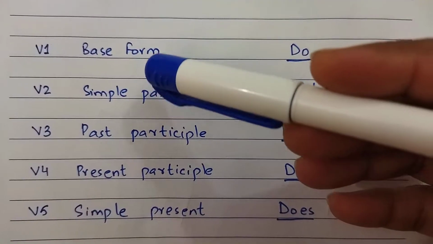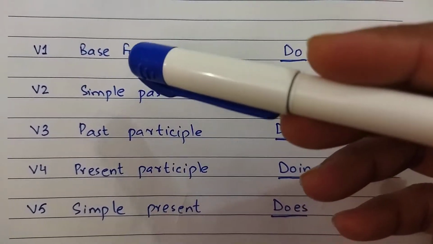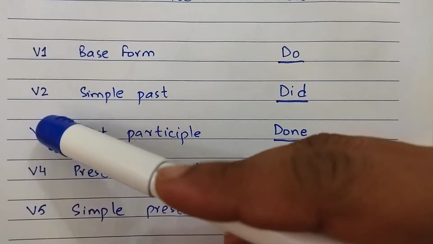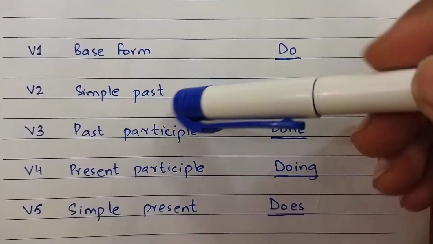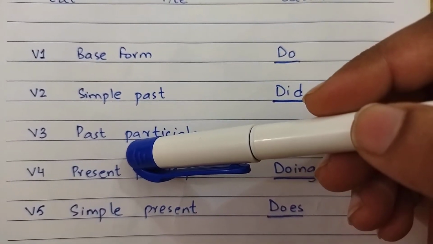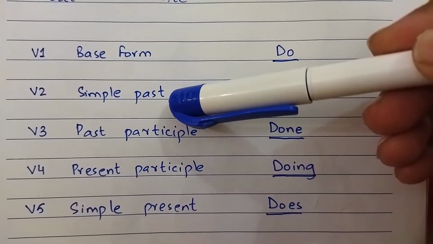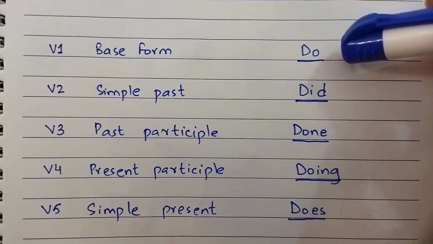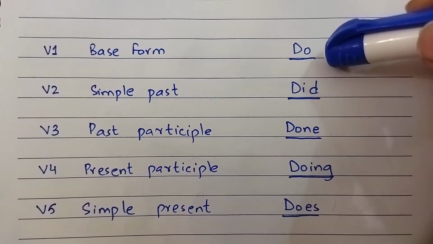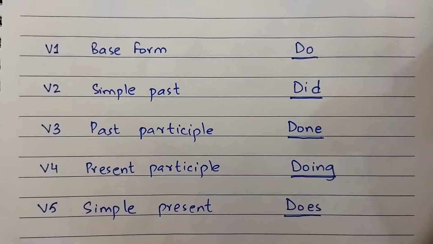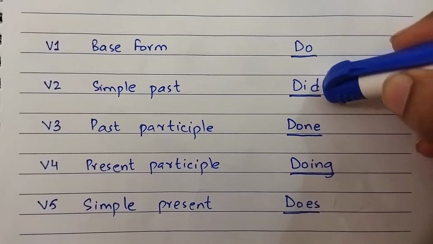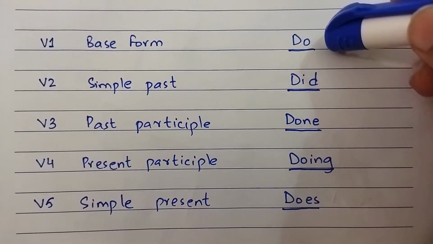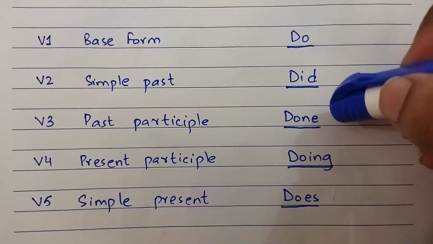Okay, the first form of verb is called its base form or root, right? Because this is the main form of verb. Then comes verb number 2, that is simple past, and then verb number 3, it is past participle. First form of verb, second form of verb, and third form of verb. For example, the first form of verb is do. It's a main verb, right? To do something. The past tense of do is did, and the third form of verb is done. Base form, simple past, and past participle.